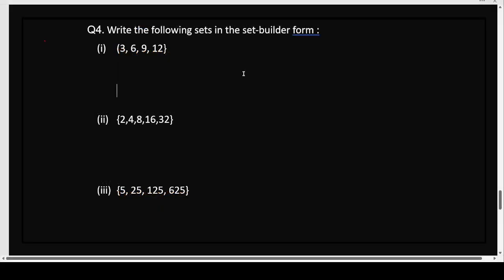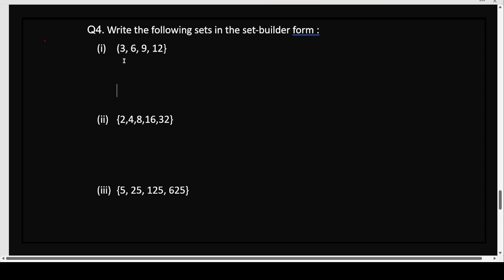Next, the fourth question. Write the following sets in set builder form. To write a set in set builder form, we have to observe the elements. We have to note what common property these elements share, identify that and write it down in set builder form. That common property can vary, so set builder form can have more than one answer.